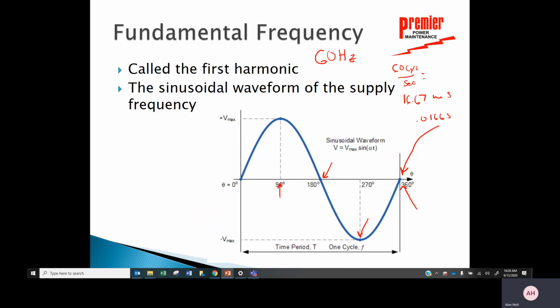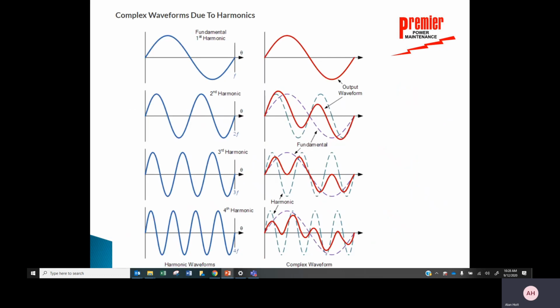So that's what I'm looking for. That's what I'm expecting. That's the world that I want to deal with. That's the world I do all my calculations in. That's the world that I took all my electrical theory in when I was in school. Now, that's the fundamental frequency.